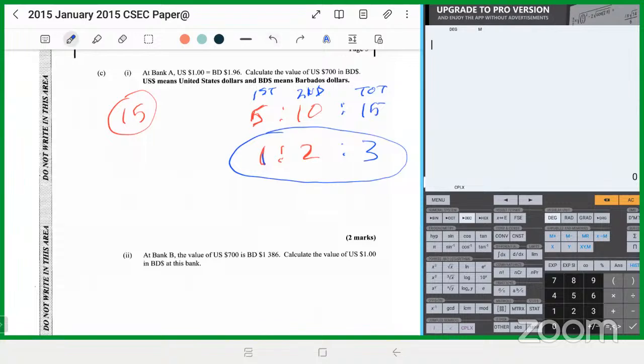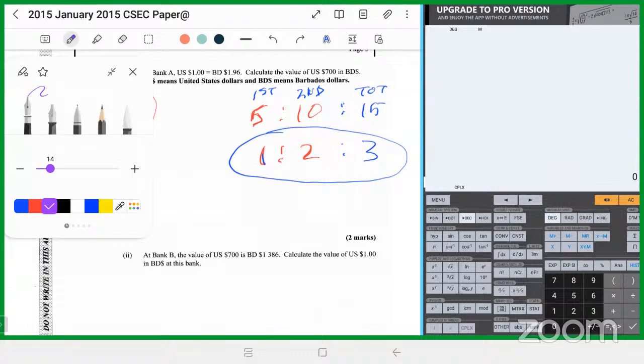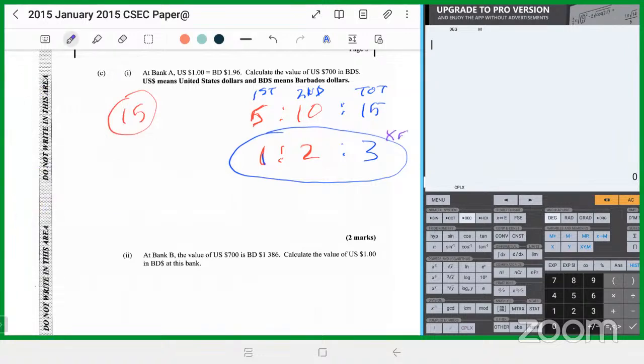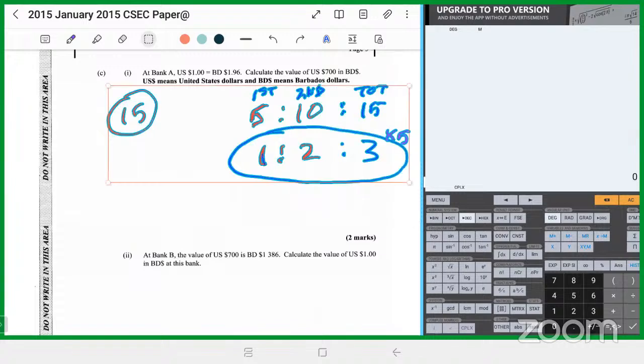And you realize, if you multiply by 5, the total goes to 15, the 2 goes to 10, and the 1 goes to 5. Because the actual total is 15, this is the actual first part and this is the actual second part. And that's how ratio can be done. Nice and easy. But let me get to this question. This was just me digressing a little bit.